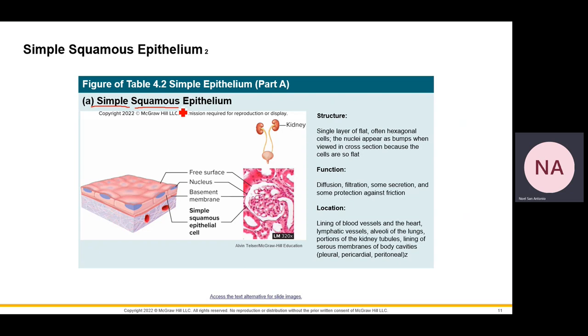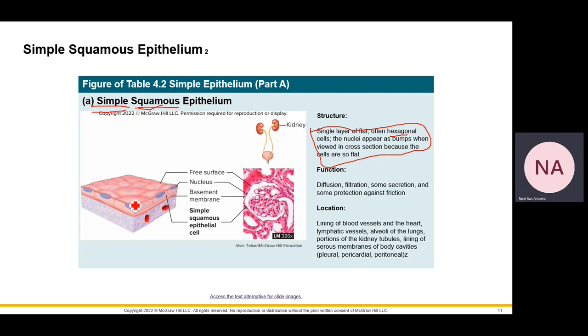Example, the first classification here in table 4.2 is simple squamous epithelium. So when you say simple squamous epithelium, simple meaning one layer of squamous, flat and thin cells. Just like what you can see in the picture, single layer of flat and thin cells. So if you will look at the structure, it is a single layer of flat, often hexagonal, meaning yung shape niya. And then the nucleus appear as bumps when viewed in a cross-section because the cells are flat. It's like what you see in this diagram.